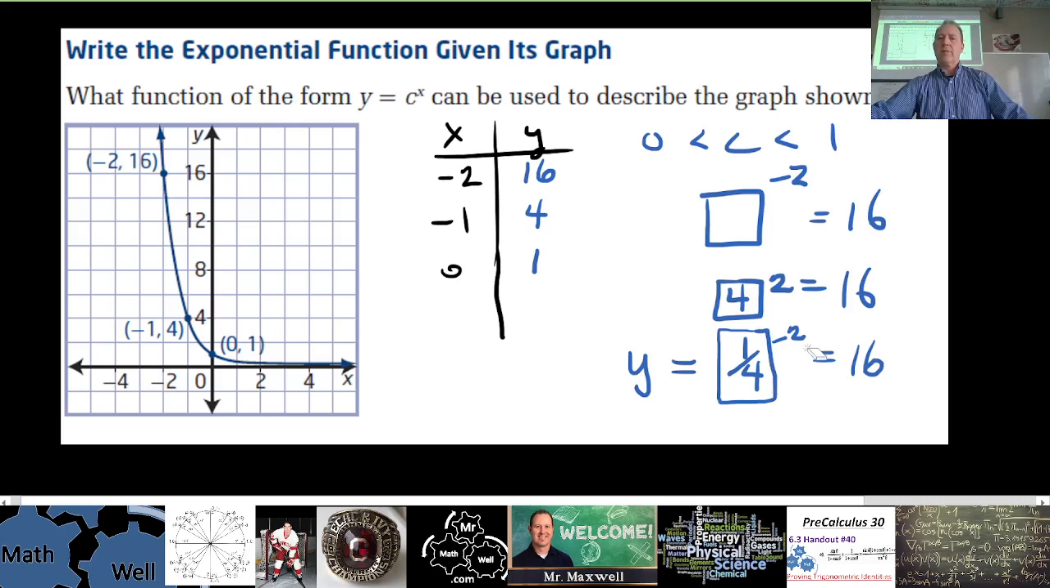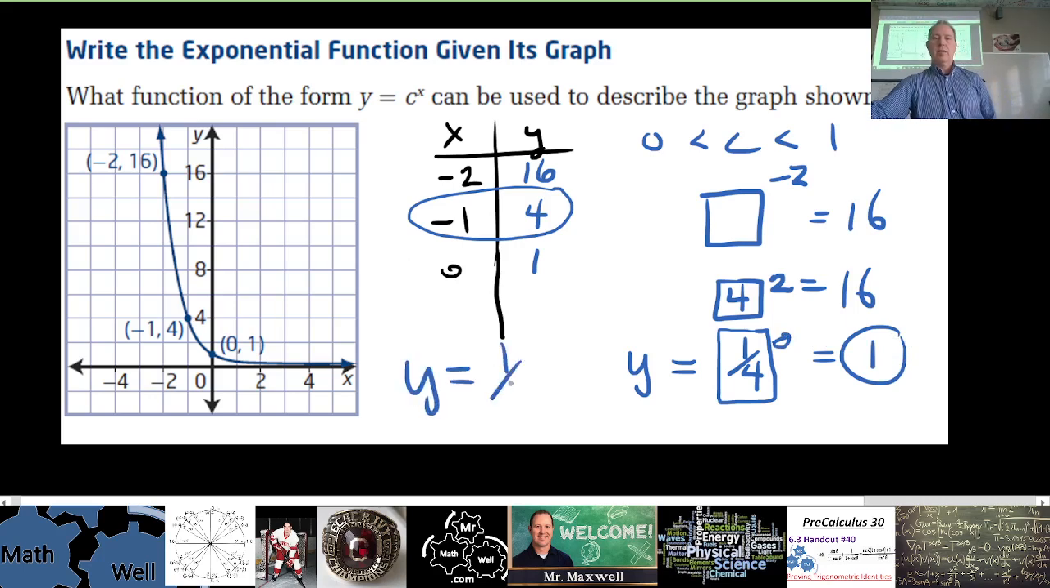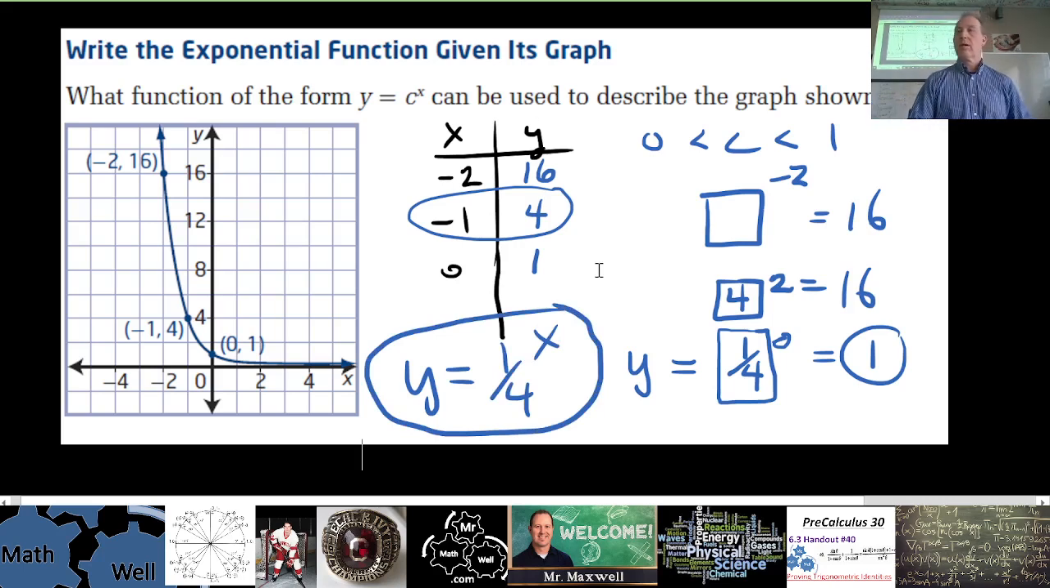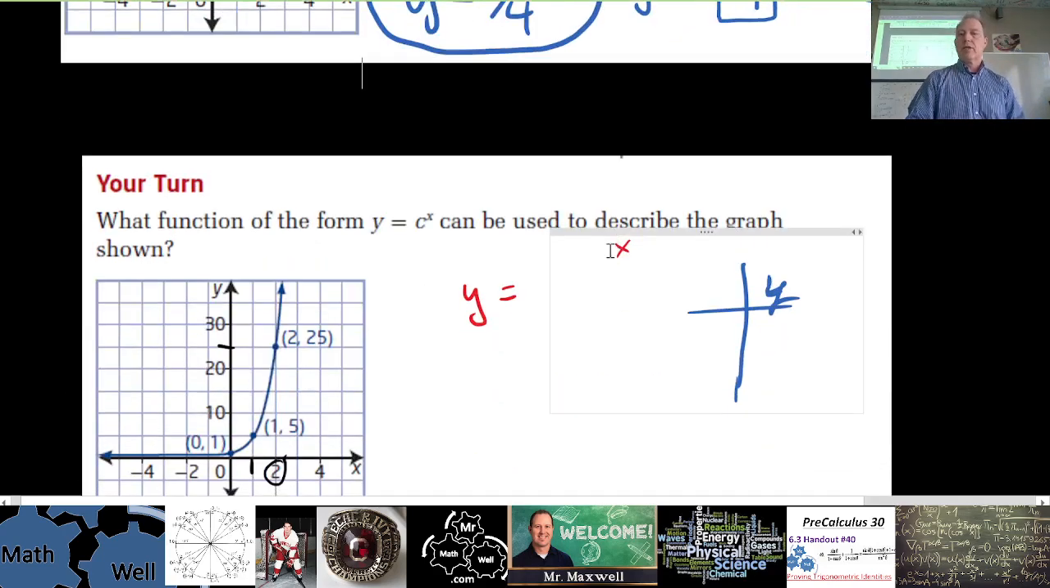Now let's check a couple other things. Let's check -1. So 1/4 to the -1. Well, that would be like flipping 1/4 and making it 4/1. So this should equal 4. And does that match here? -1 and 4. Yeah, it does. And of course, 0 is an easy one. That's a tough one to determine what the base is, because anything to the power of 0 is 1. But of course, that does work. So I've got y equals 1/4 to the power of x. Everyone okay with that? Good? All right, use your power of reasoning.